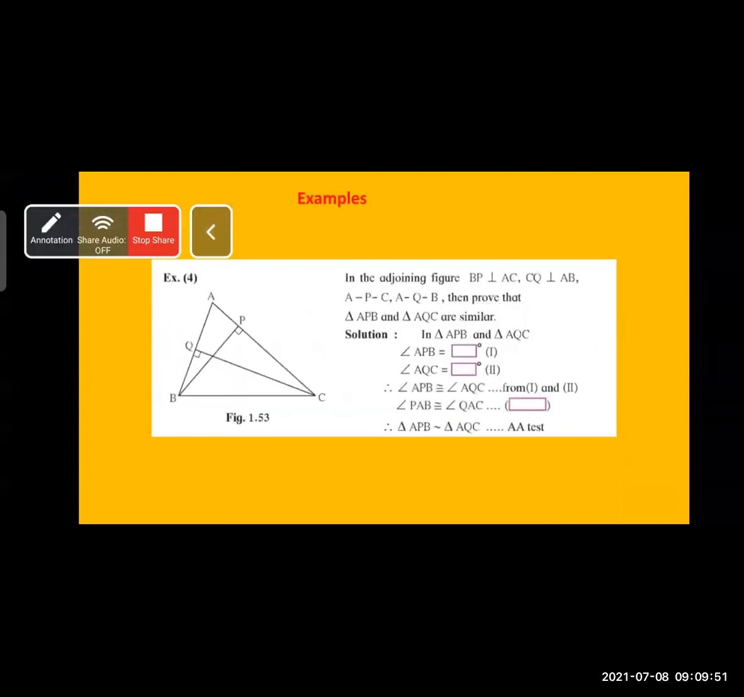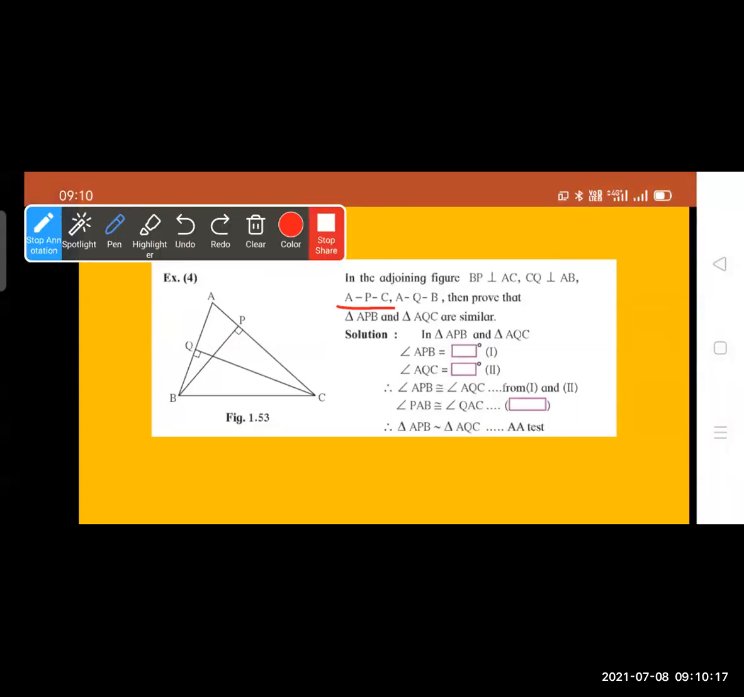Now question number 4. It is an activity question which may be asked for 2 marks. So see, in the adjoining figure, BP is perpendicular to AC, where this is the symbol of the perpendicular sign, and CQ is perpendicular to AB. This indicates that A, P, C are collinear, which means they lie on the same line, APC, and the second one is AQB. Then prove that triangle APB, which two triangles?